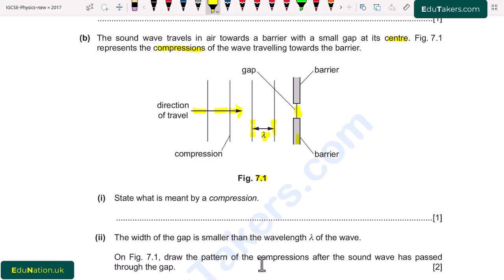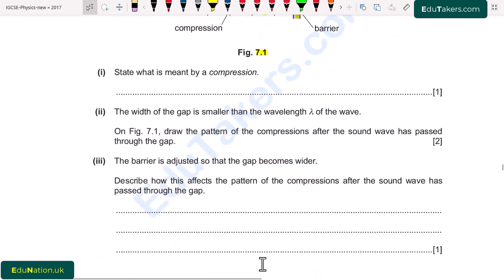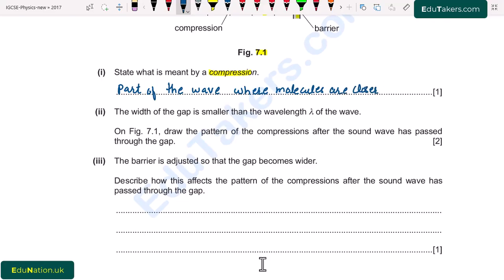Part 1. State what is meant by compression. So here we have to define the compression. Compression is the region where the molecules are closer to each other, or the region of larger pressure. So I write here: part of the wave where molecules are closer together.